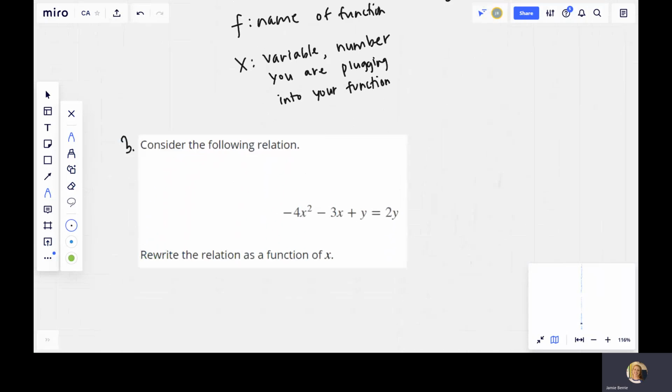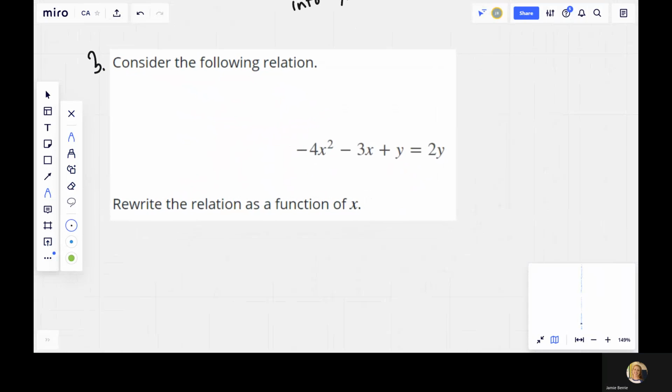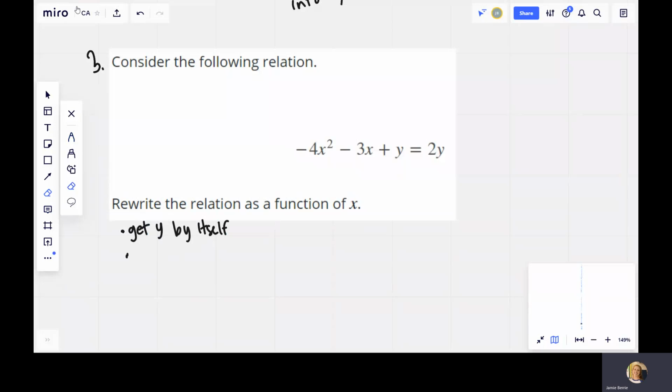Okay. So let's look at this example. It says, consider the following relation. Rewrite the relation as a function of x. So what that means is that we want to get y by itself, and then we're going to rename. So let's write that down, what we're going to do. We're going to get y by itself, and then we're going to replace y with its fancy name, f of x.